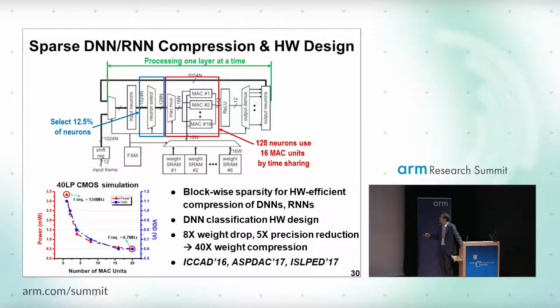So these include some selector blocks, and the weight storage will be brought in accordingly to these parallel MAC units. And in 40LP simulation, for this 5-layer DNN, we can get real-time performance with single-digit or even less than a milliwatt. And combining this 8x, for example, 87.5% weight drop, with further reduction in precision, we can get 40x or even higher weight compression compared to software models, and some of the work has been published in these recent conferences.